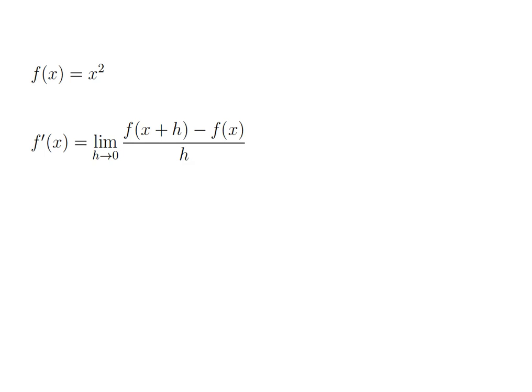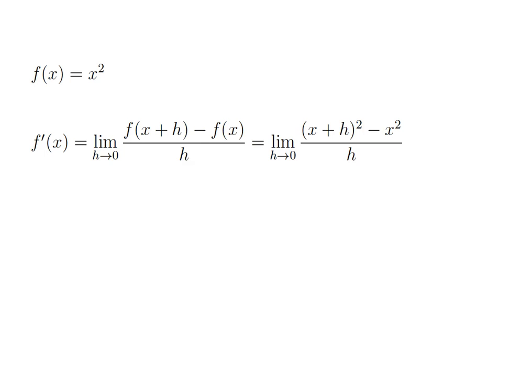The limit definition of the derivative is f prime of x, or the derivative of f of x, equals the limit of f of x plus h minus f of x over h, as h approaches 0. Take note that if we were to plug in 0 for h at this point, we would get 0 over 0.